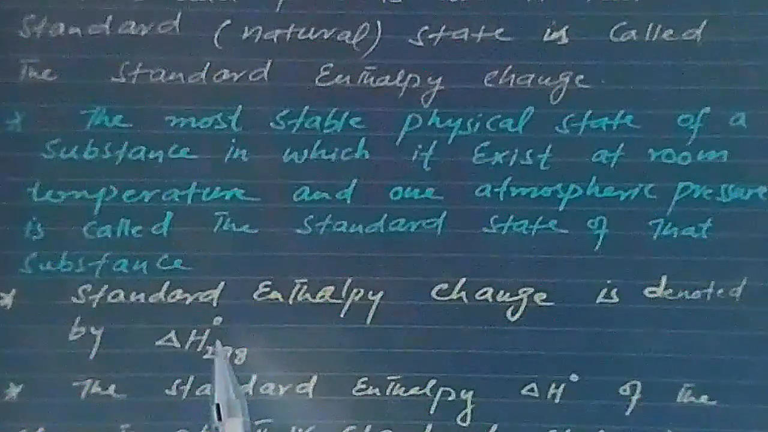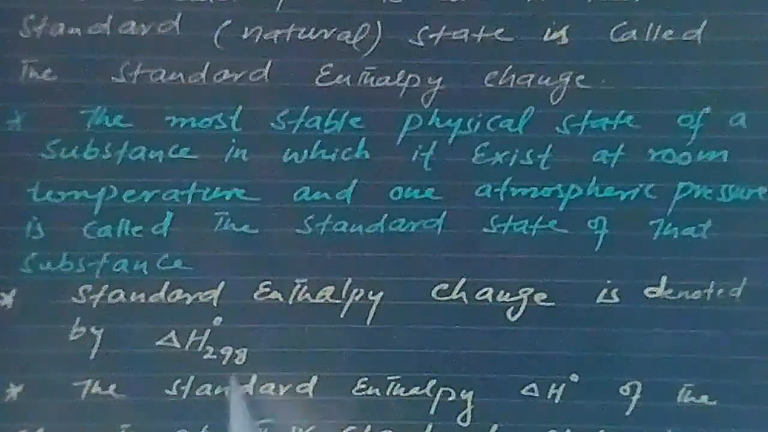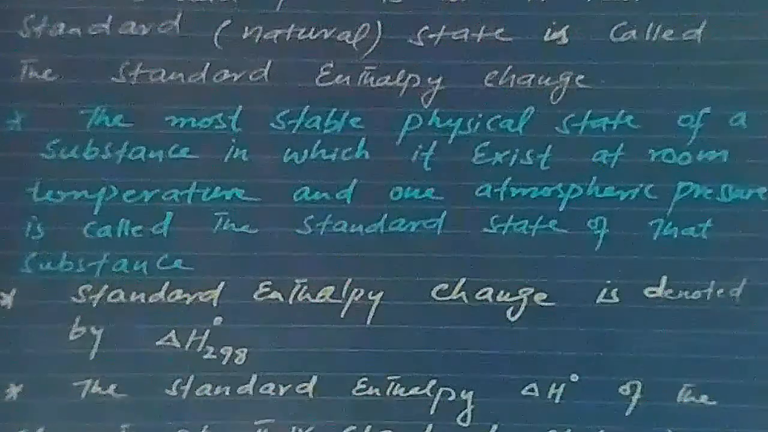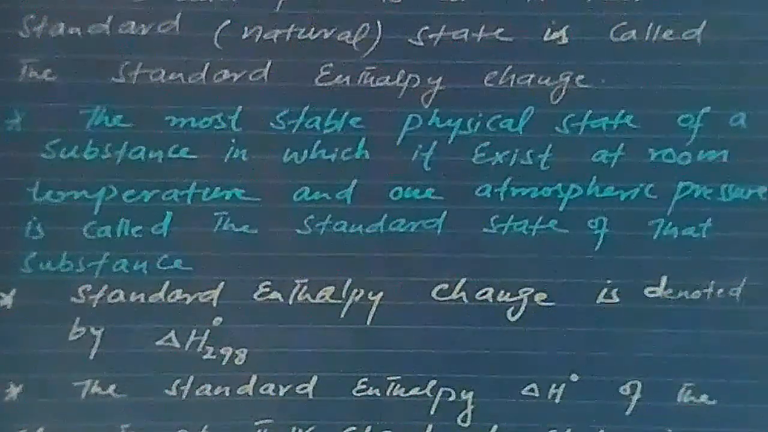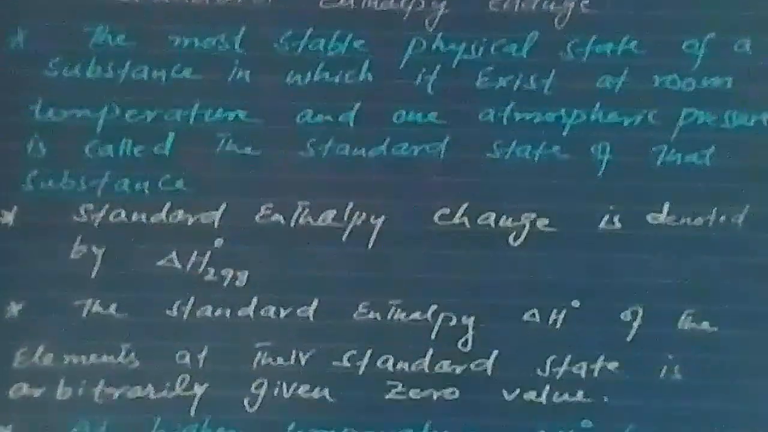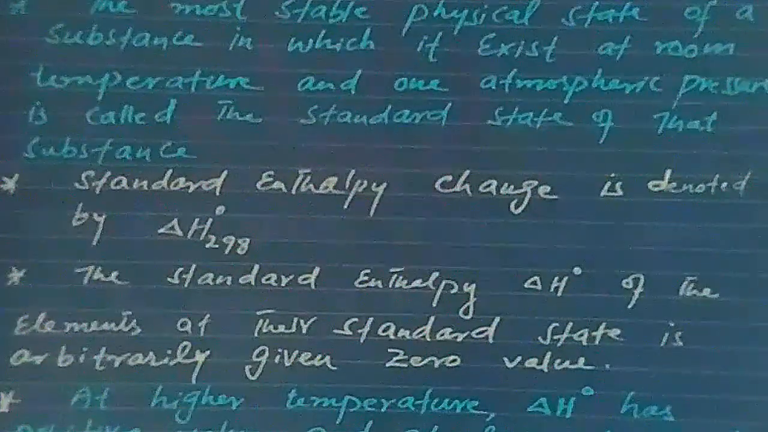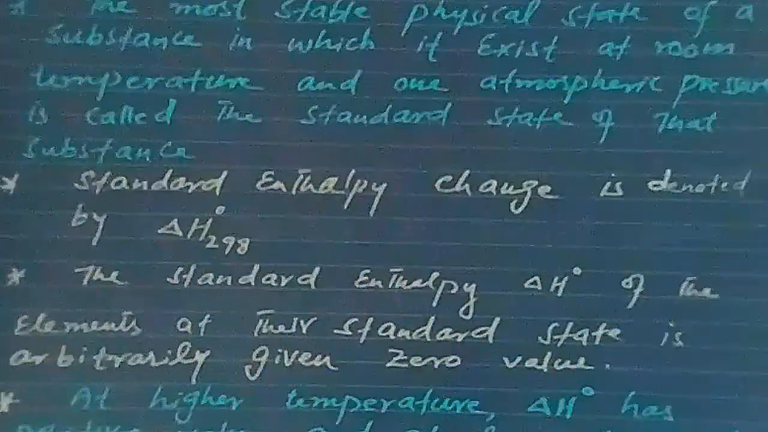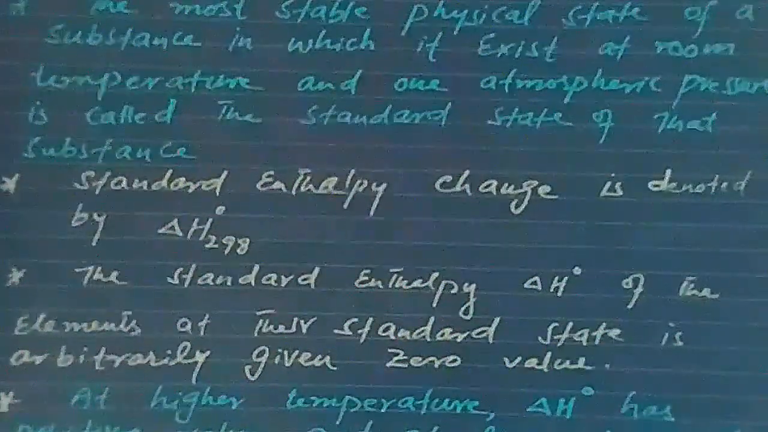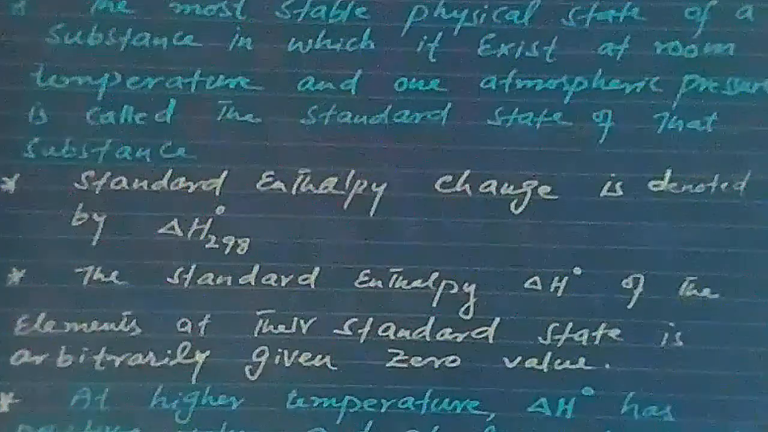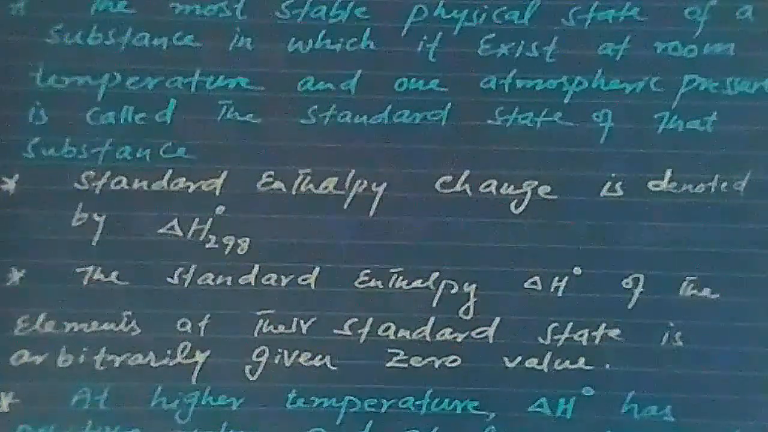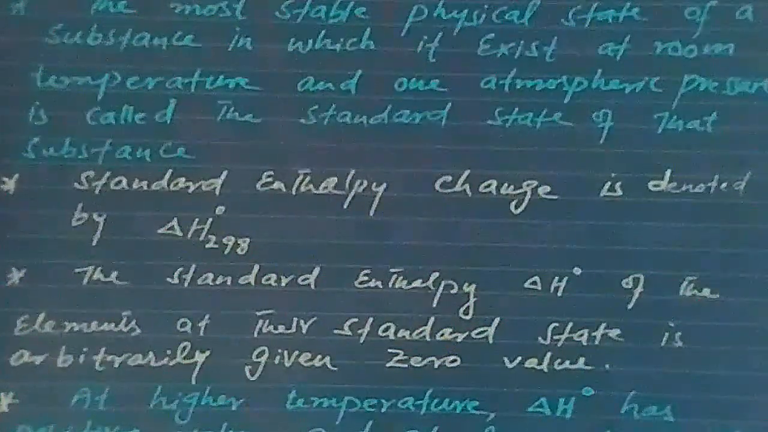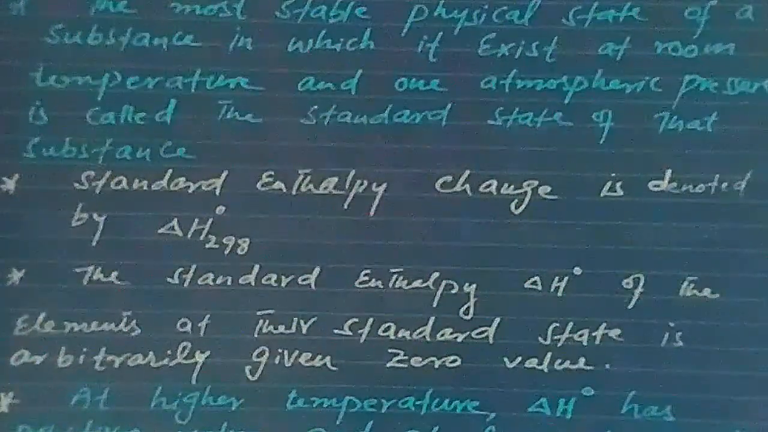Along with this standard 0, 298 is written. This 298 means that the system is present at 298 Kelvin. The standard enthalpy delta H naught of the elements at their standard state is arbitrarily given a value of 0. It means all the elements will have a standard enthalpy change of 0. If a compound is present, then the standard enthalpy change must have some value, but for individual elements the standard enthalpy change will be 0.